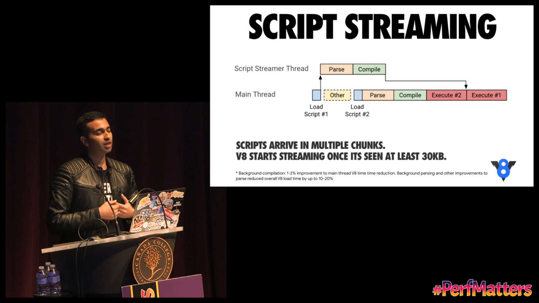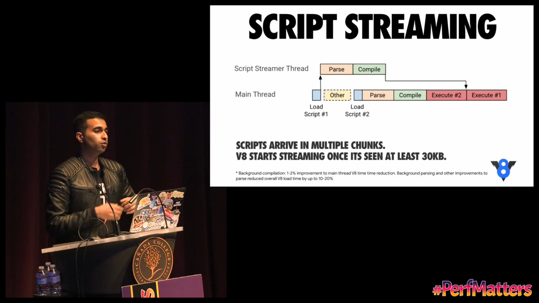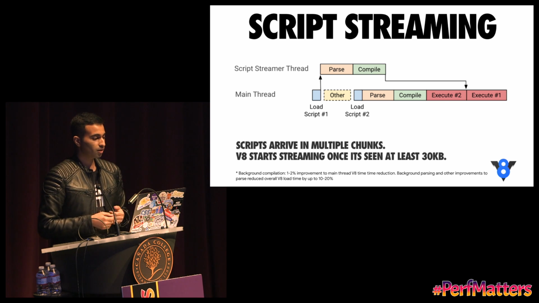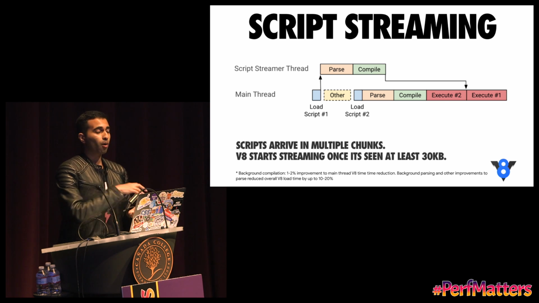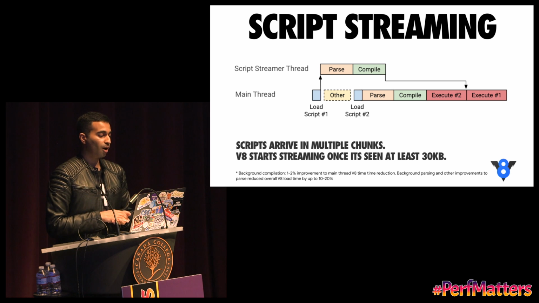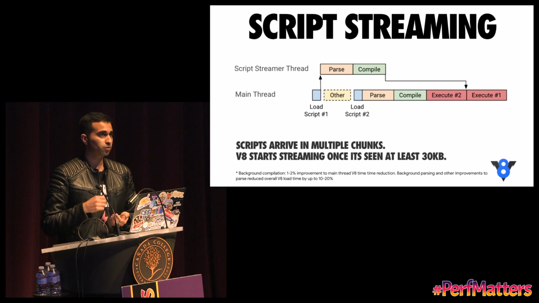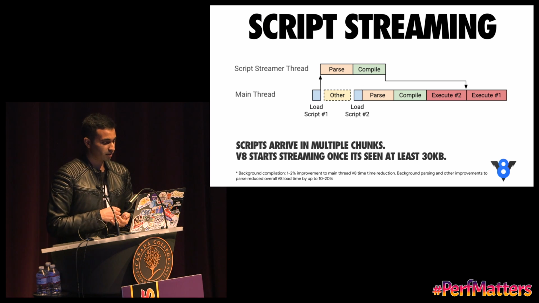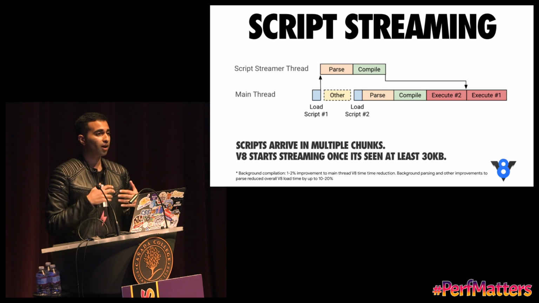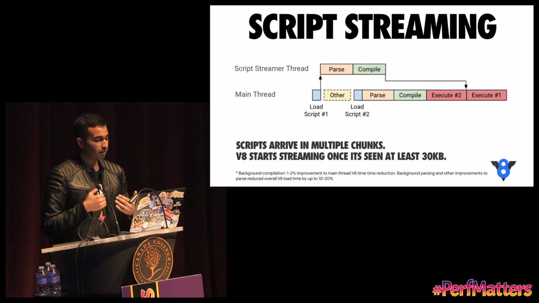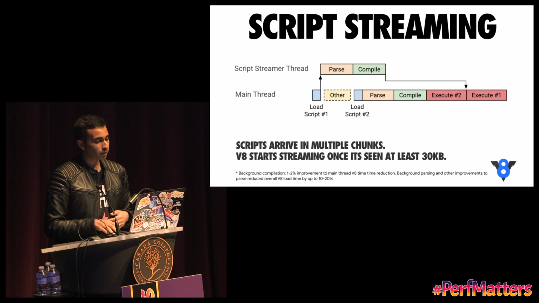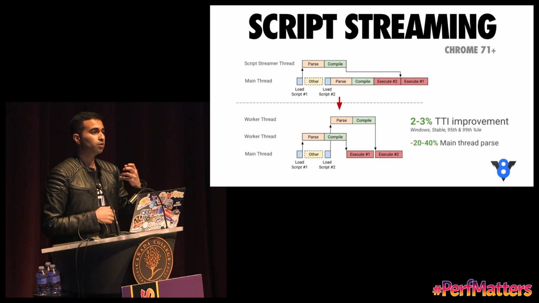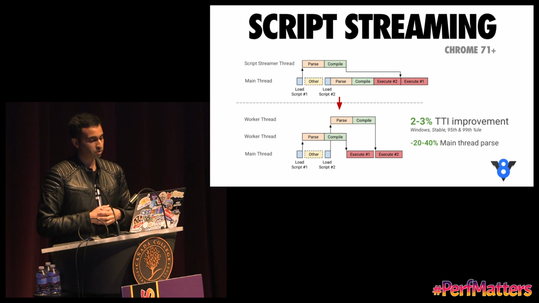Now, the benefits of being able to start moving more of our work to the background have been pretty substantial. We first of all moved more of our parsing into the background, and then we did it for compilation. Background compilation gave us the ability to improve main thread time by 2%. Background parsing and other improvements we've been able to make to parsing have improved load time spent in V8 by up to 20%.